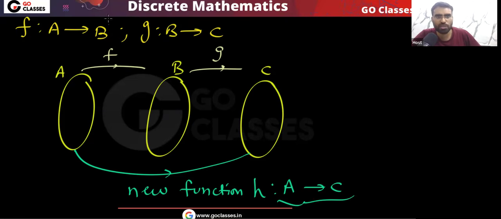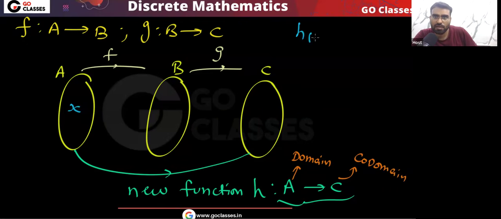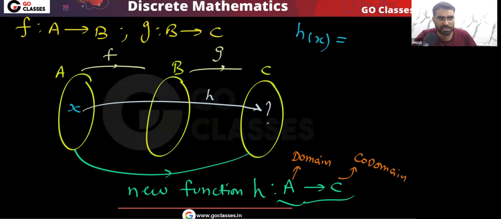For this new function, what is the domain? The domain for this new function is A. And the codomain for this new function is C. So you have basically created a new function. And you can notice, if I ask you what is hx, then to find hx, just do it step by step. I want to find what is hx.